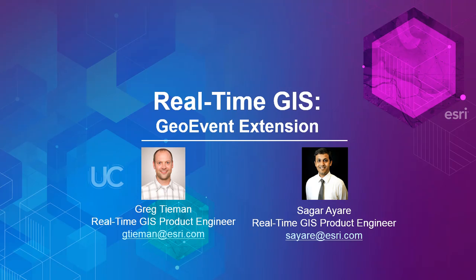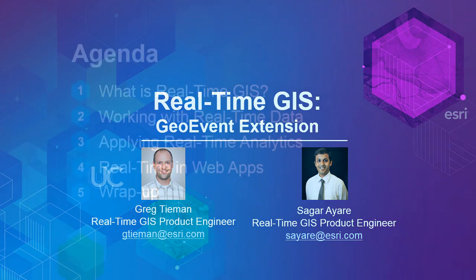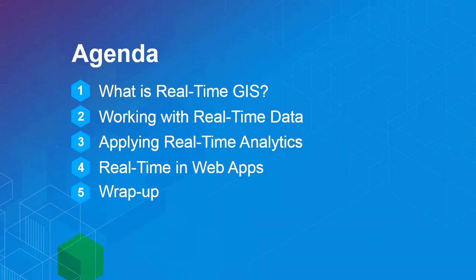So let's take a look at the agenda here. And actually, sorry, wrong screen. So what we're going to do is take a look at what real-time GIS is. We're going to work with actual real-time streaming data in a couple of demos and describe how you get started doing so. We're also going to look at some of the ways in which you can apply real-time analytics to that incoming streaming data. We'll also look at how you can incorporate real-time data and features into your web applications, and then we'll wrap it up at the very end.